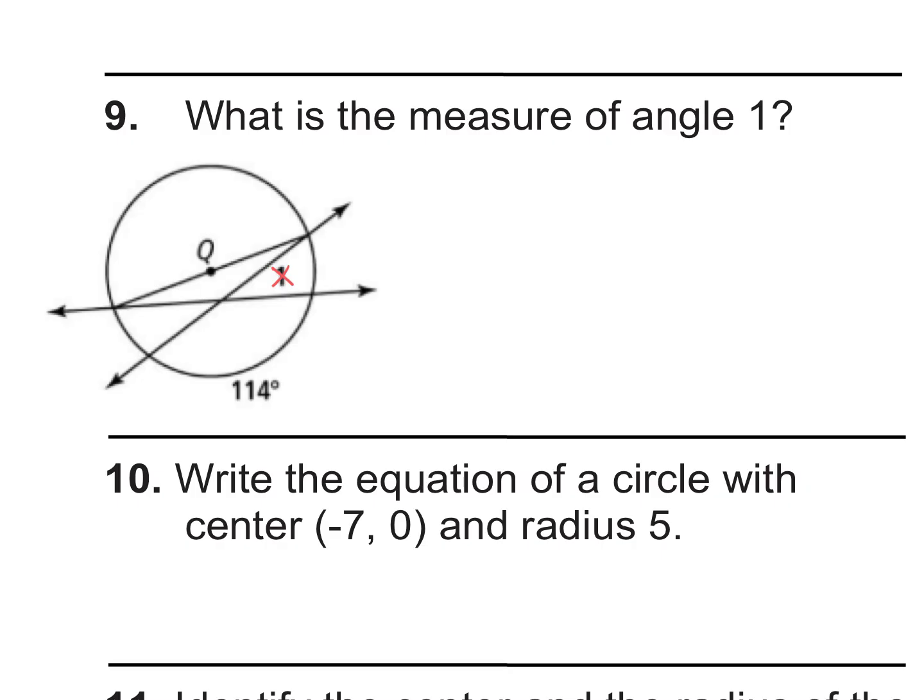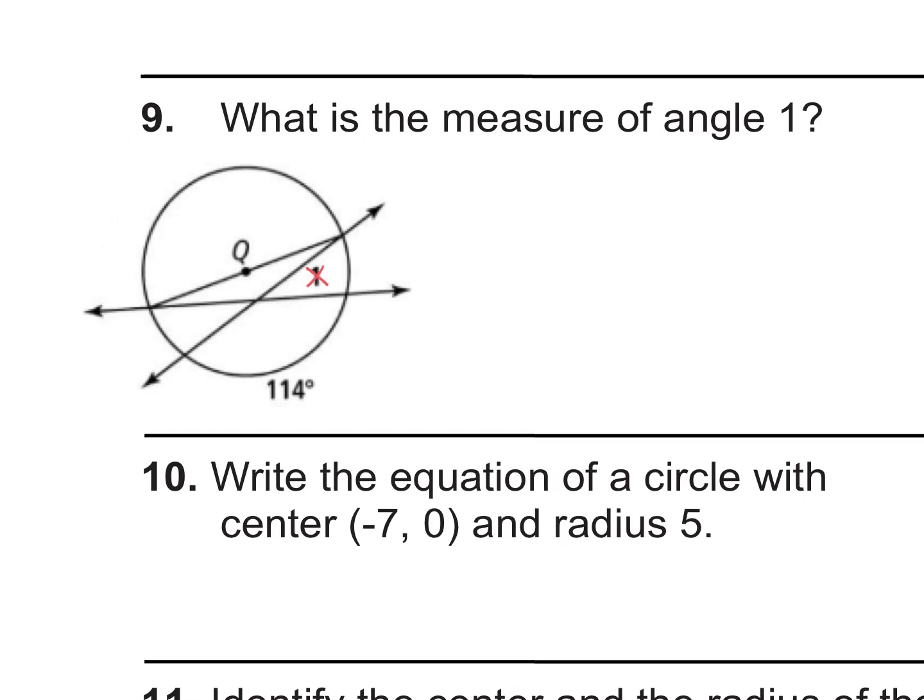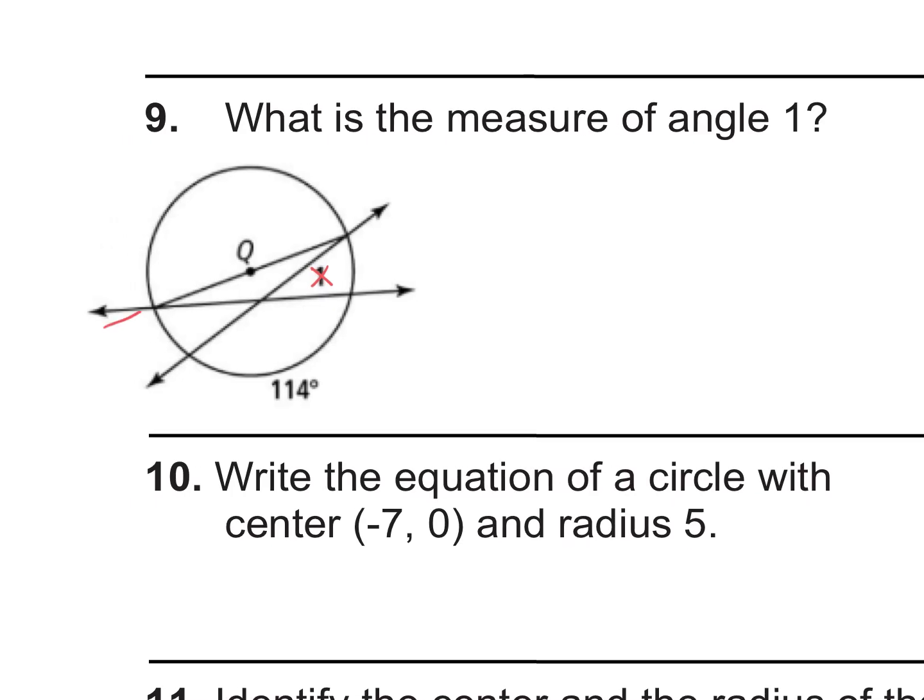What's going to help us here? 180. What do you mean 180? The diameter here is 180. So do you agree this arc measure is 180? Yes. Why does that help? Because you can subtract, 114 from 180 and divide by 2. True. I'm going to come back to that one.